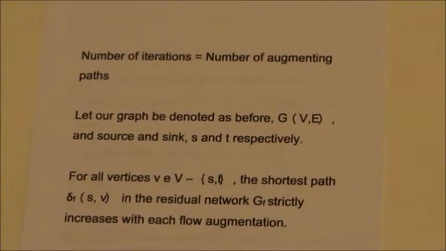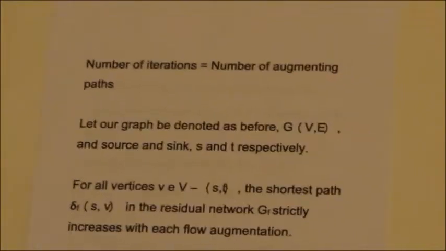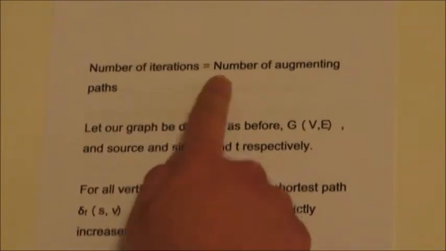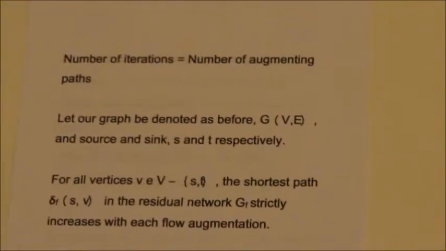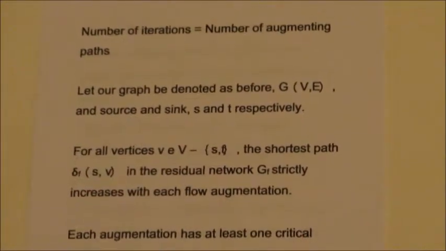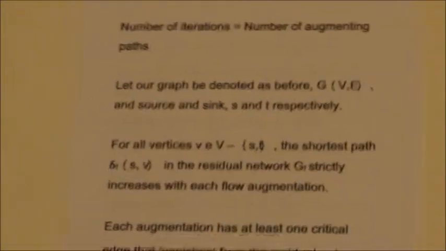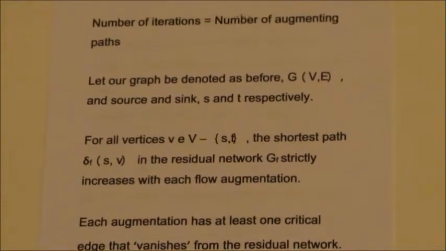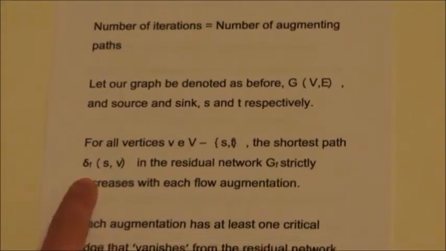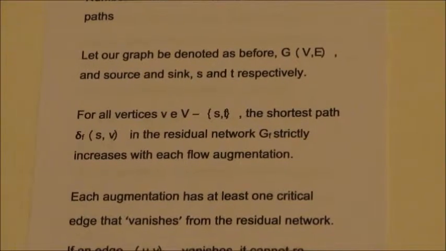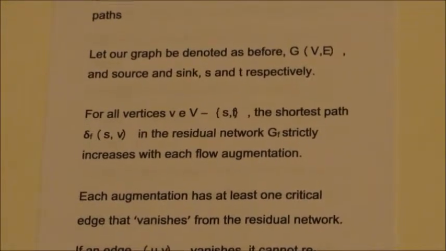One thing we need to know for complexity is the number of iterations the algorithm takes. For this specific algorithm, the number of iterations is equal to the number of augmenting paths. Let's begin by denoting our graph as before as G = (V, E), and source and sink as S and T respectively. Then for all the vertices in V that aren't the source or the sink, the shortest path distance in the residual network G_f strictly increases with each flow augmentation.